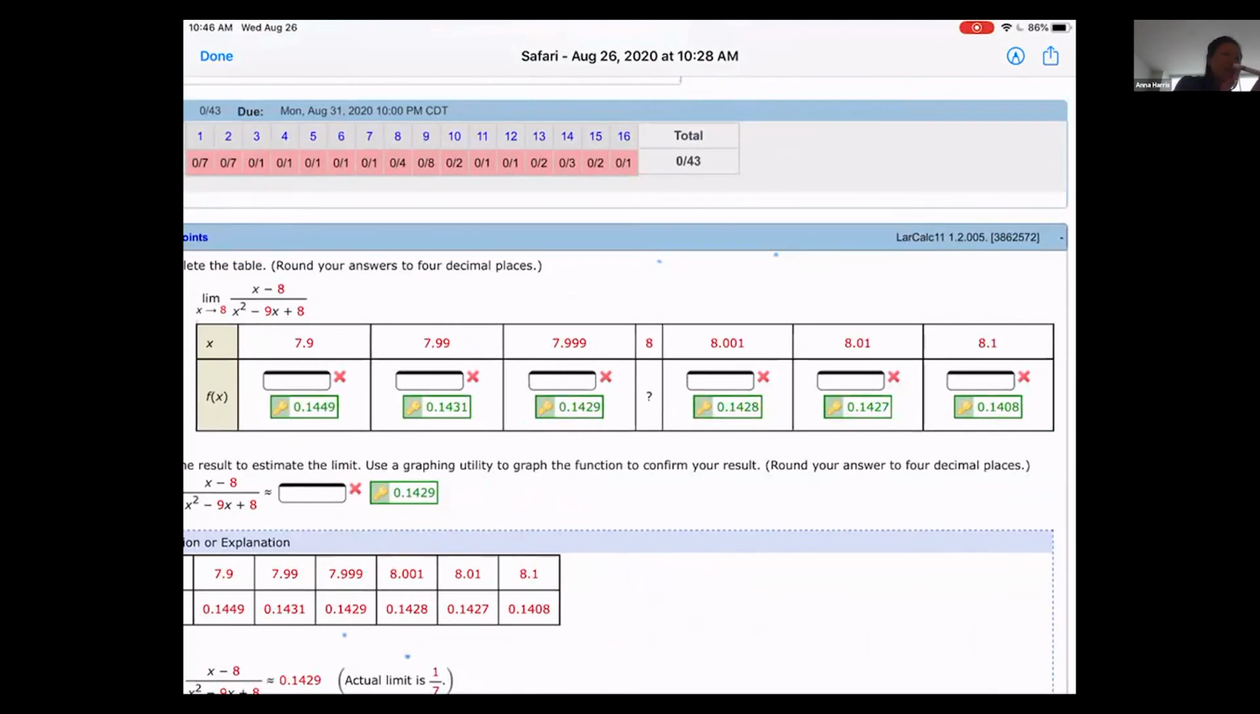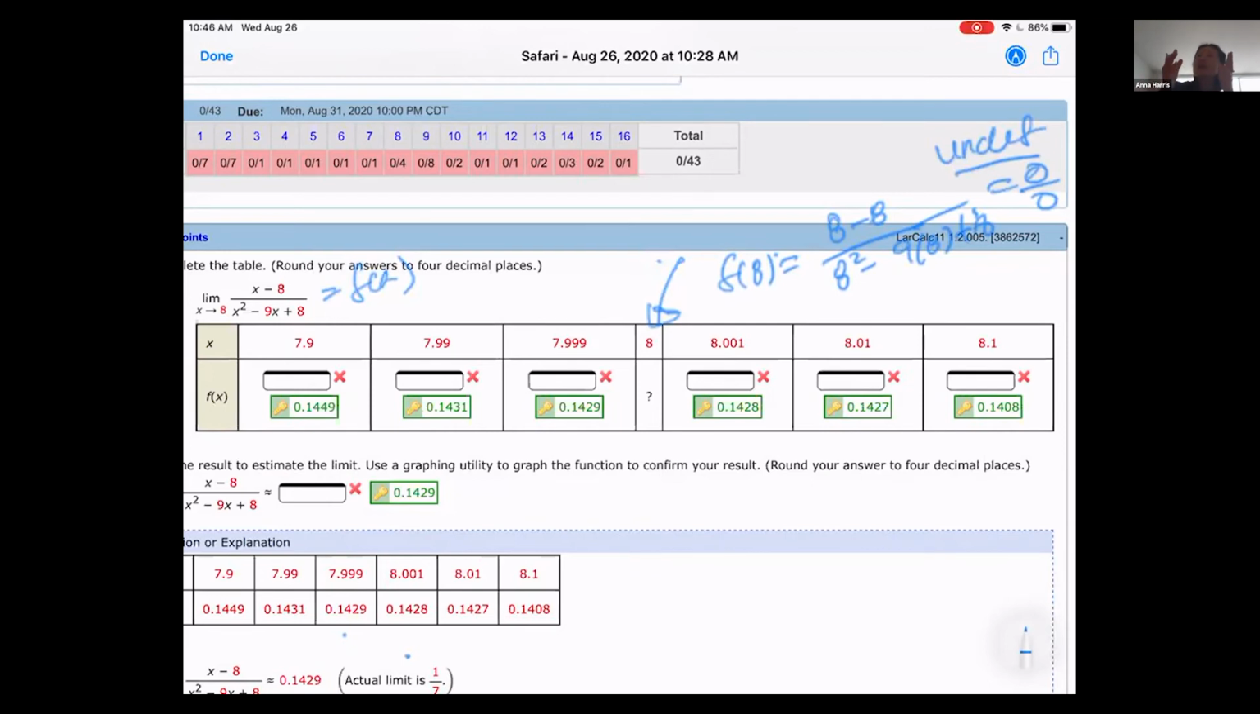So looking at this is what I'm trying to tell you. We don't know what x equal to 8 equals. If I call this my f of x, f of 8 equals 8 minus 8 over 8 squared minus 9 times 8 minus plus 8. It gives me 0 over 0, so it's undefined. So there's no y value, but I can find the limit. Limit means I'm going to look from the left-hand side and from the right-hand side and see where the y value approaches.